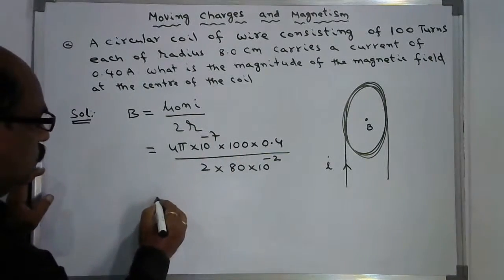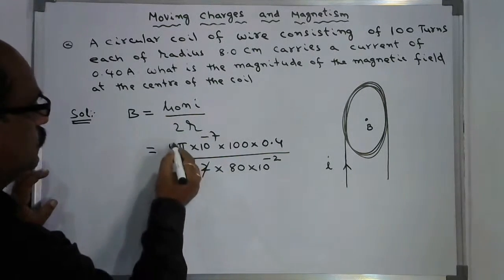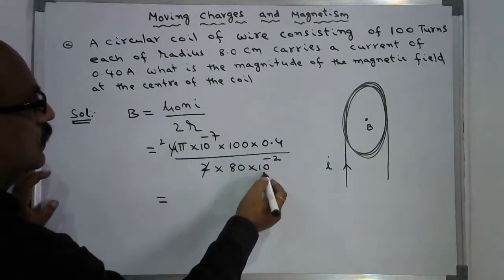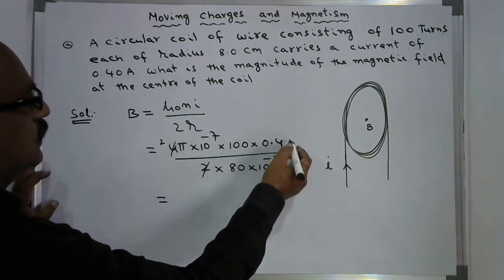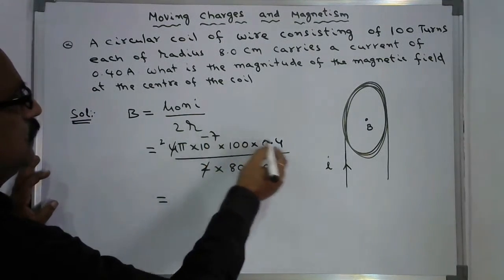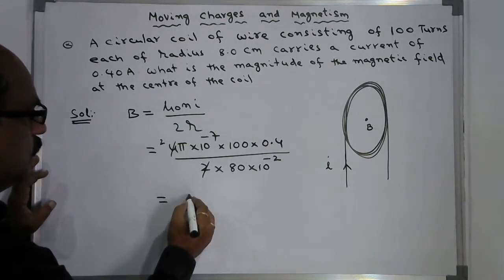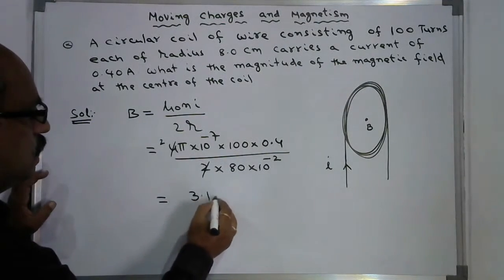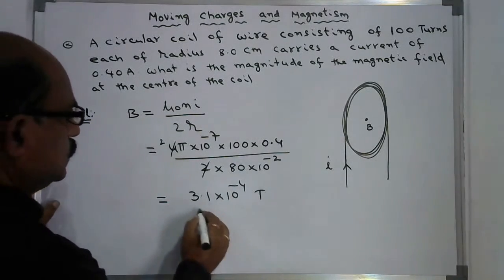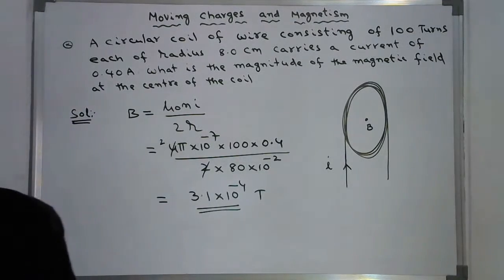So now you can simplify this. After simplification, you cancel the 2 times, and the 2 and 4 will become 2 squared and 4, and this becomes 10 power minus 3, and this becomes 10 power minus 4. So finally you will be getting 3.1 into 10 power of minus 4 Tesla. So this is the answer for this problem.